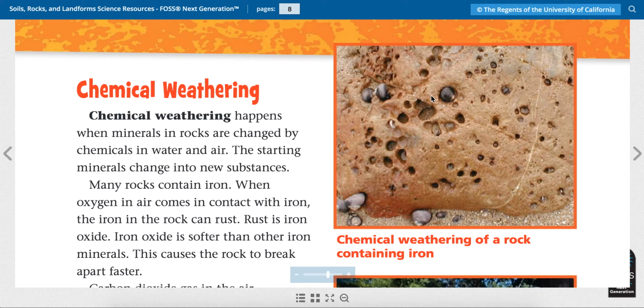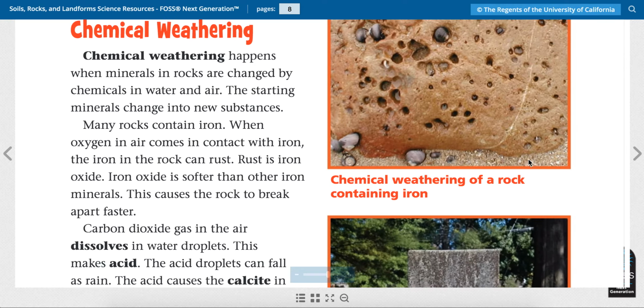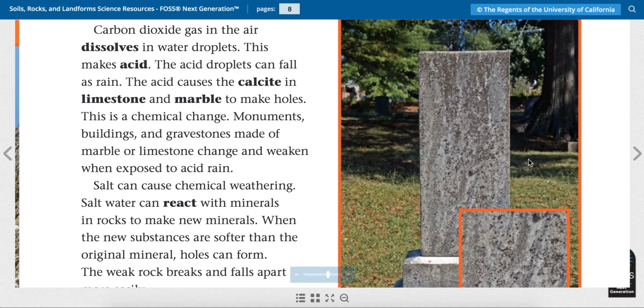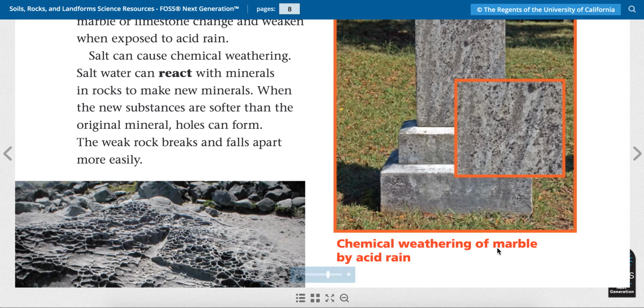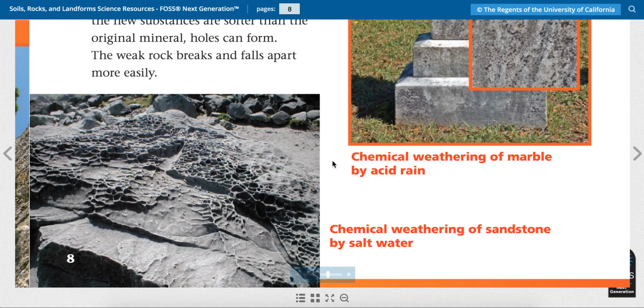Let's take a look at these pictures. On the top, it says chemical weathering of a rock containing iron. So this rock has iron in it. I wonder what chemical weathering means. Let's take a look at this next picture. It says chemical weathering of marble by acid rain. Marble is this type of stone, this rock. So I guess acid rain has kind of changed this rock somehow.